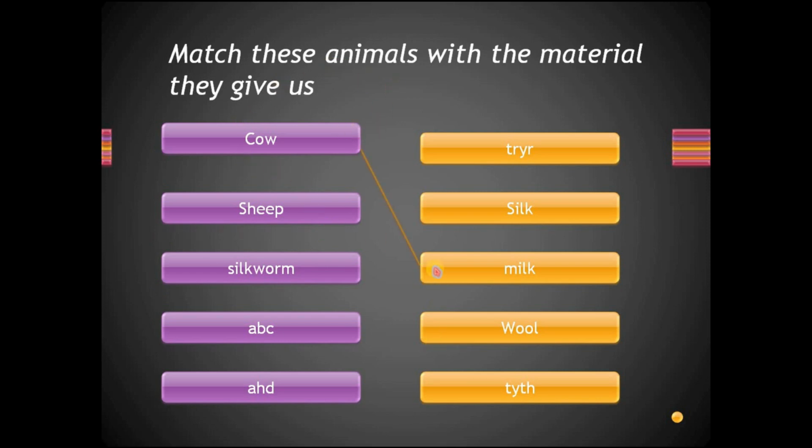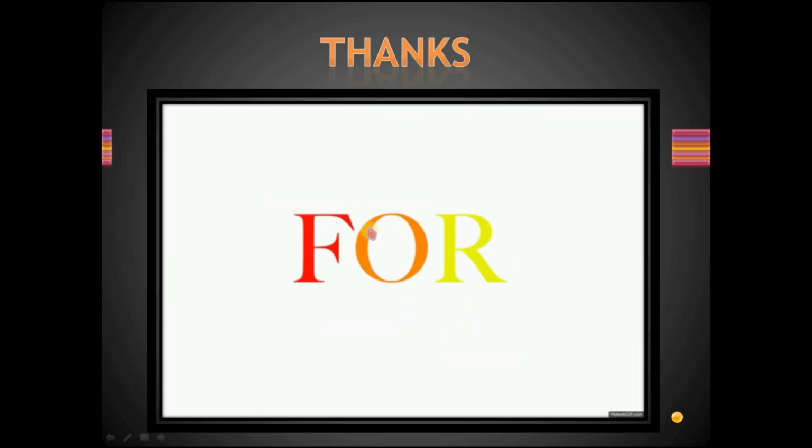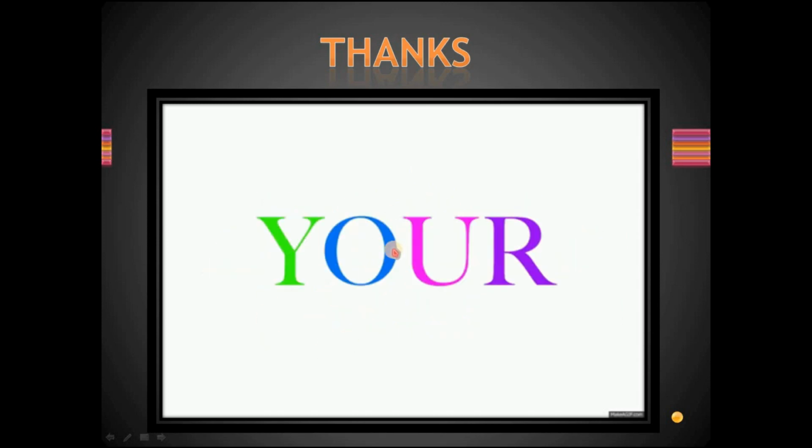And if we do this, we match this like cow is equal to milk, sheep is equal to wool, silkworm is equal to silk, ABC is equal to this, whatever you want to put, and this is equal to this. And in the last, if you have a GIF, it will work over here like this. You can also use any highlighter to highlight these questions to make your presentation more interesting.